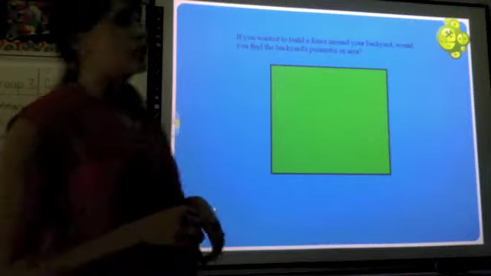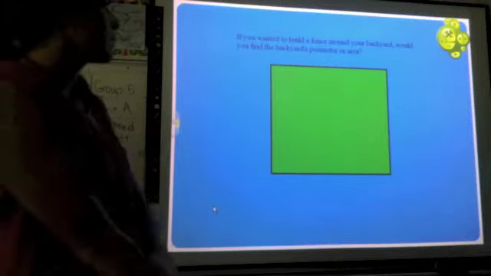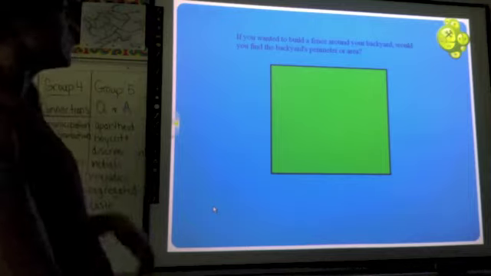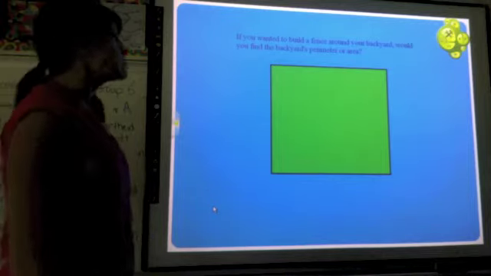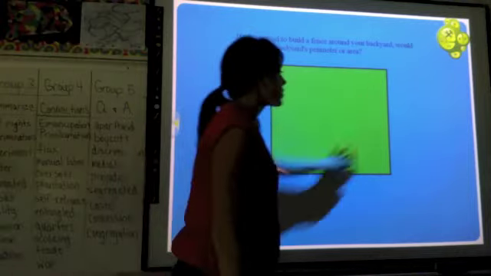Today we're going to review Chapter 8. This is part 1 of our review to help you prepare for the test on Thursday. So let's start by looking at this square right here.